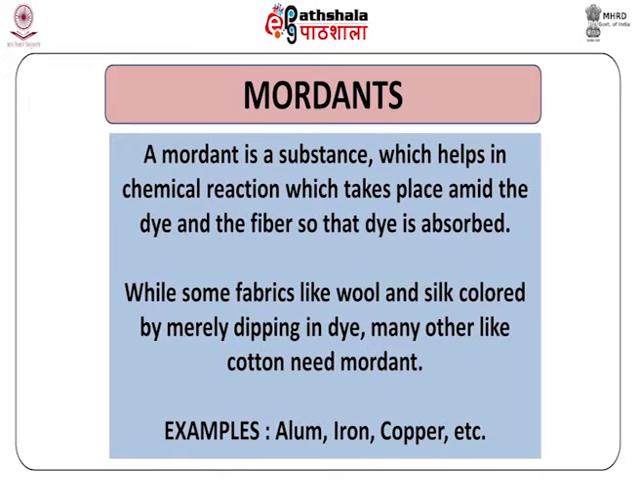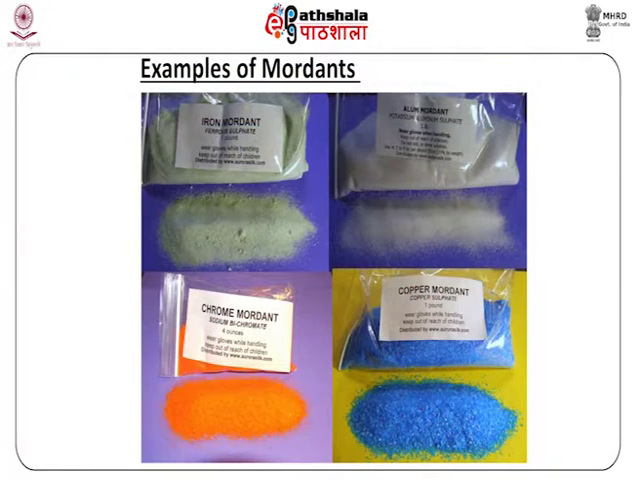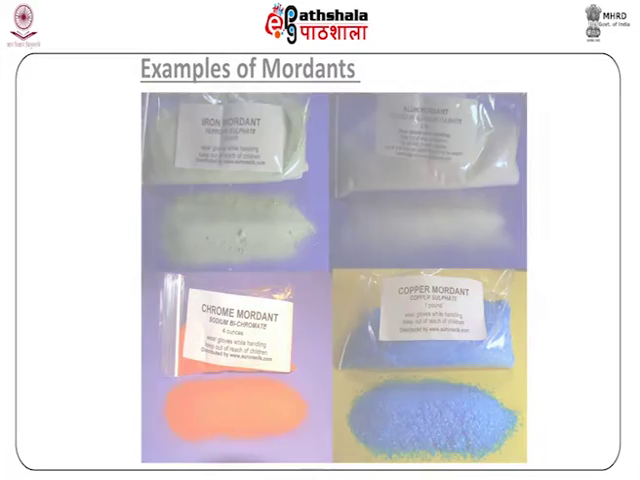Mordant. While some fabrics such as wool and silk can be colored merely by dipping the fabric in the dye, many other fabrics such as cotton need a mordant. A mordant is a substance which helps in the chemical reaction which takes place between the dye and the fiber so that the dye is absorbed. Examples: alum, iron, copper, tin, blue vitriol, tannic acid, etc.